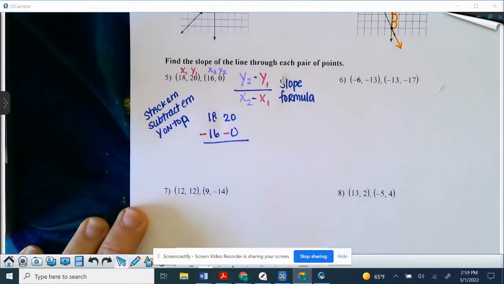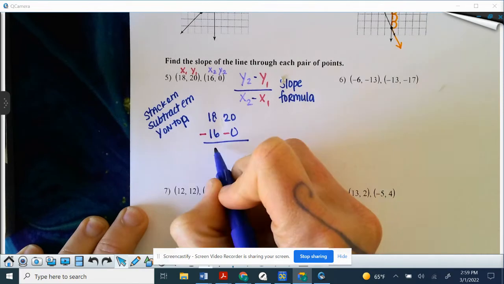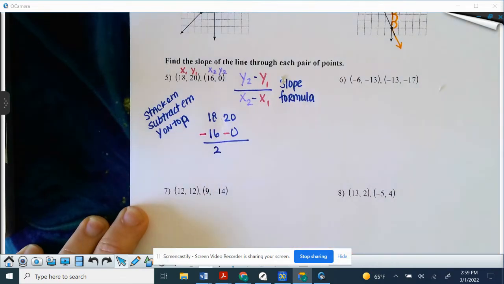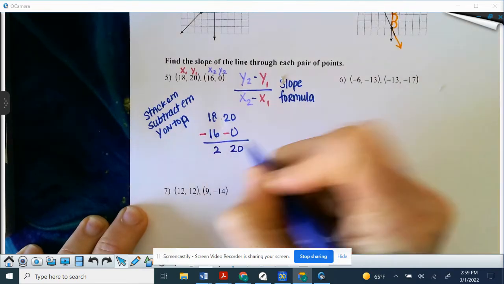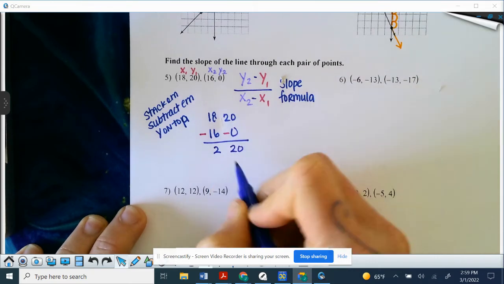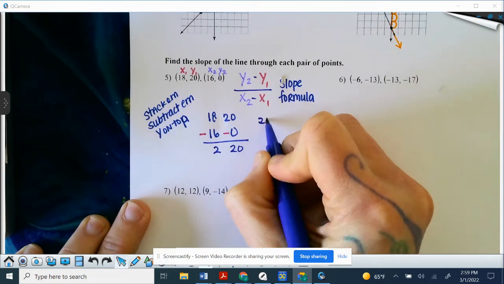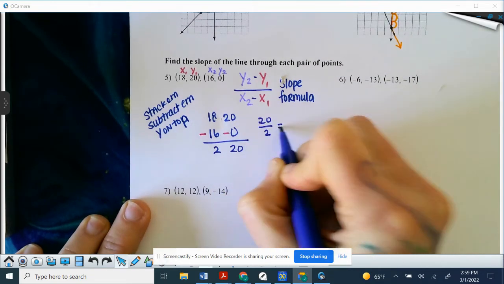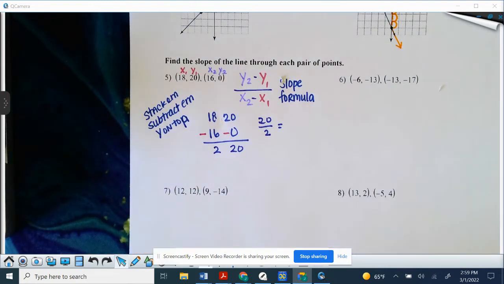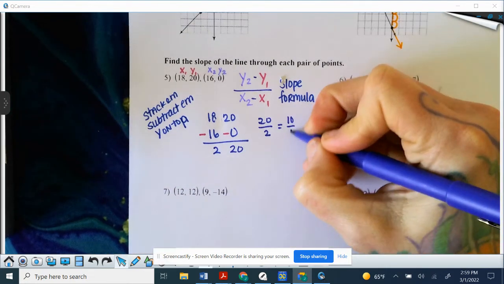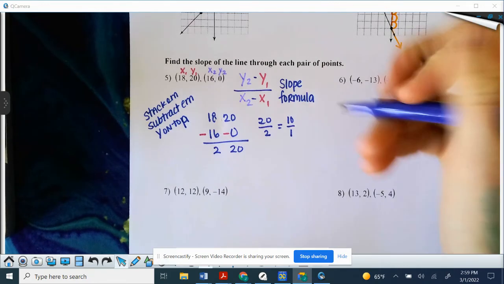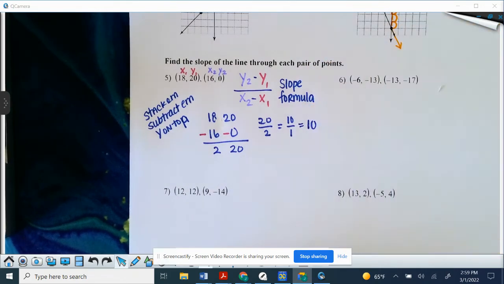And then, so stack them, subtract them, both straight down. So 18 minus 16 is going to be 2. 20 minus 0 is going to be 20. You know this is your x column. This is your y column. Y always goes on top. So that's 20 over 2. And again, you always want to reduce. So that's going to be 10 over 1. So that means it's a rise of 10, run of 1, which you will see as 10 for your slope.